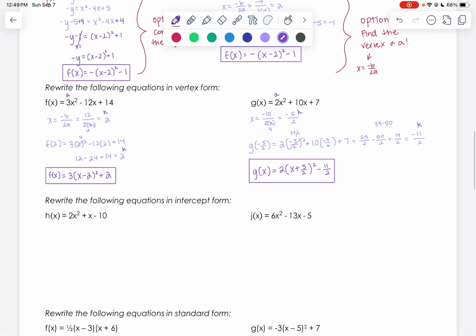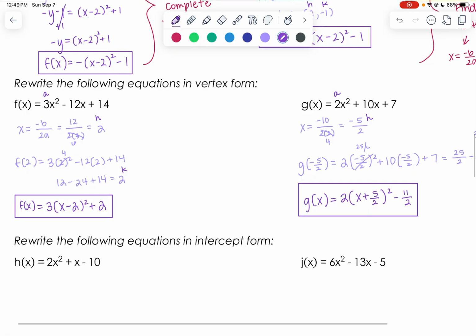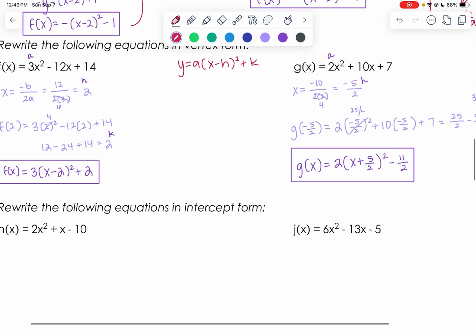So that's how you go from standard form to vertex form. Now, to go from standard form to intercept form, I need the intercepts. Vertex form was y equals a times x minus h squared plus k. I need the vertex. Intercept form is y equals a times x minus p times x minus q. And make sure that you're getting these memorized.